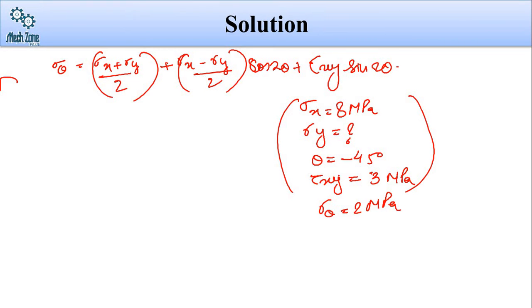So if we keep all these values here in this equation and we solve, we will find out the value of sigma y. So the value of sigma y will come out to be 2 megapascal. If you solve, it will come out to be 2 megapascal.